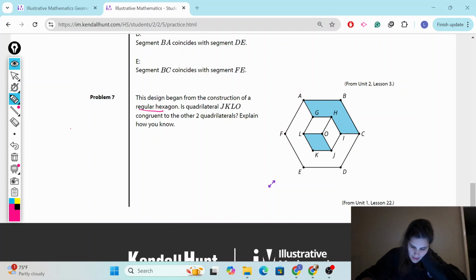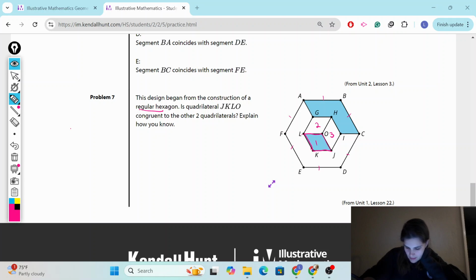Is quadrilateral JKLO congruent to the two other quadrilaterals? Explain how you know. So when they're talking about the two other quadrilaterals, we got this one, and I think we're talking about this one and this one. Well, we know that ABCDEF is a regular hexagon, so all these side lengths are the same.